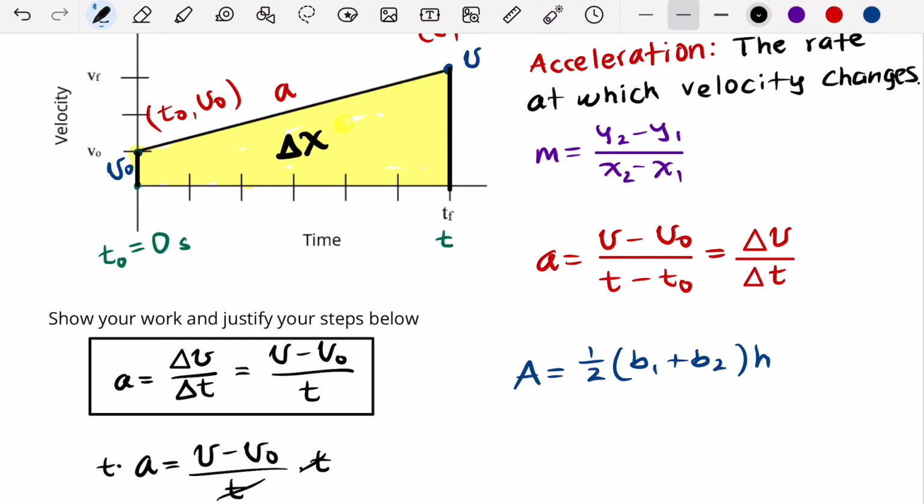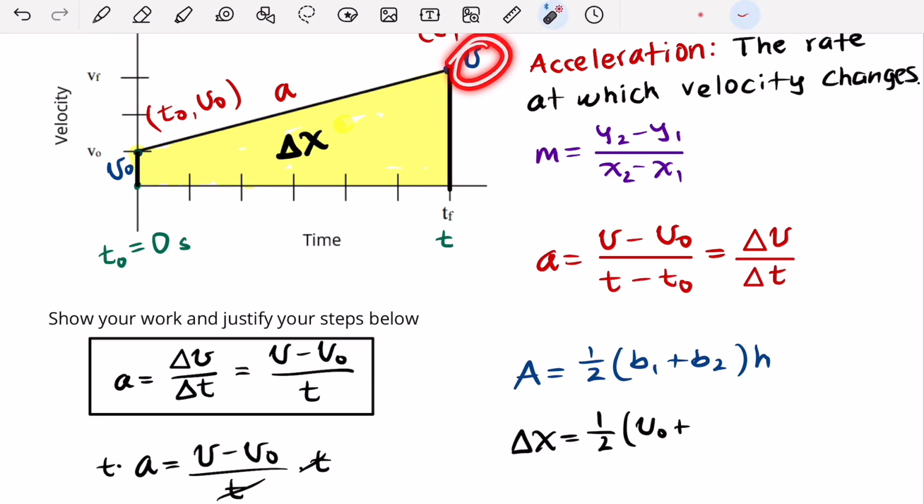So we'll say this is delta x. Then 1/2 is just 1/2. Base 1, let's call this one base 1. But what is the length of base 1? Whatever v naught is. Whatever the value for v naught, we would plug that in. So we can say v naught plus b2, base 2, that would be whatever value we have for v final.